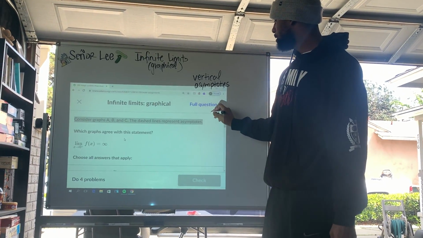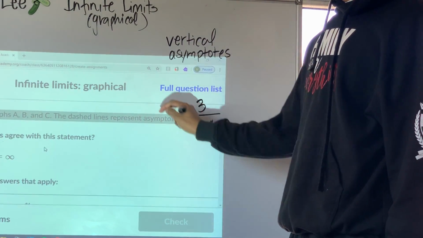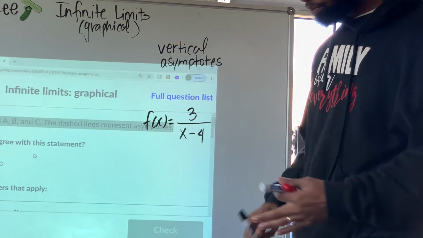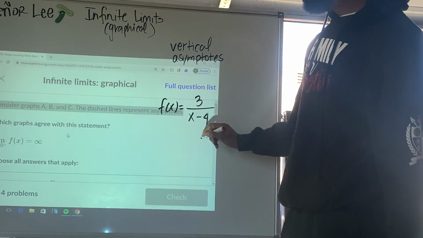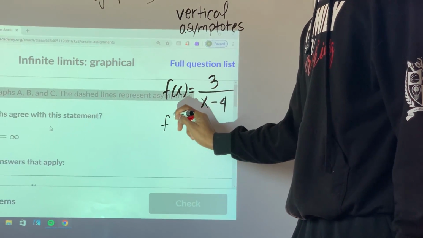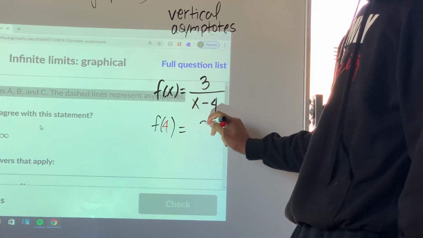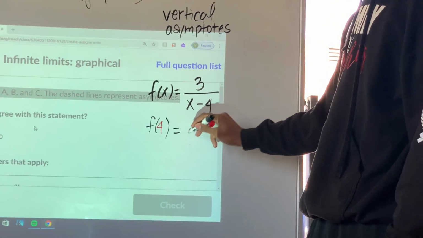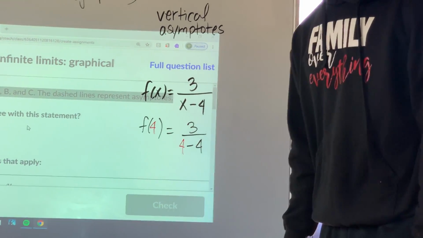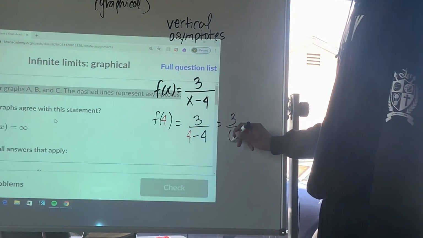Let's say you have something like this: 3 over x minus 4. Like this is a function, f of x equals 3 over x minus 4. Now, what happens if we plugged in 4 for x? You get 3 over 4 minus 4. Well, what's 4 minus 4? Good, 0. You get 3 over 0.